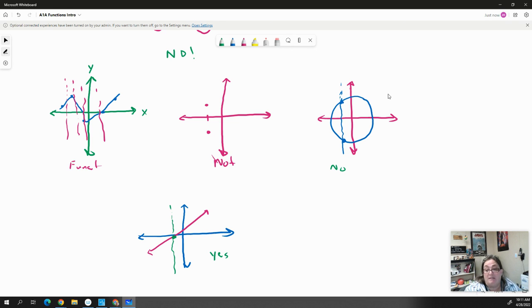It will all be on Delta Math. So once you answer the one problem I have here on your Edpuzzle, you could go in and do your Delta Math assignment, and you should get through it pretty quickly. It's all questions about, is this or is this not a function? So good luck with that.